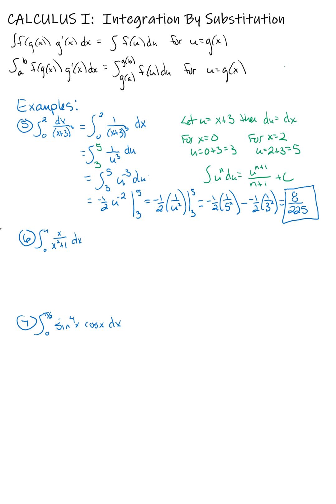Let's take a look at example number 6. We're going to integrate from 0 to 4 of x over x squared plus 1 dx. Again, I think it is sometimes nice to go ahead and kind of move things around a bit. Let me move that x over. Now it's a little easier to see what's going on.